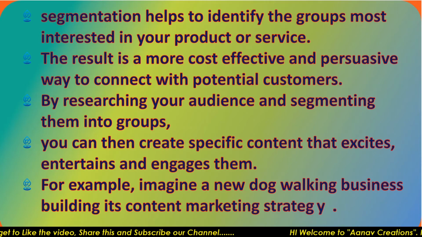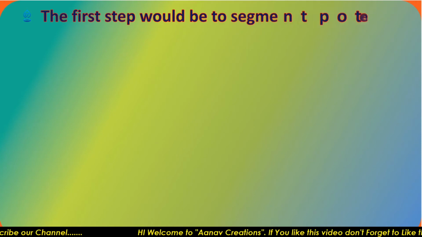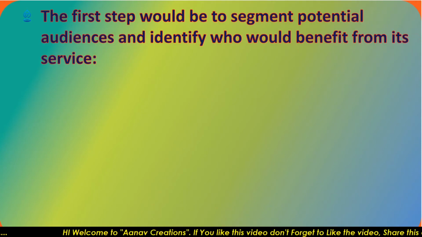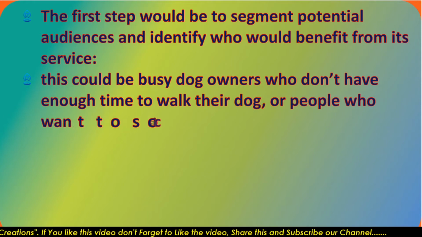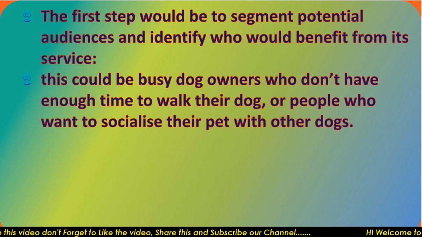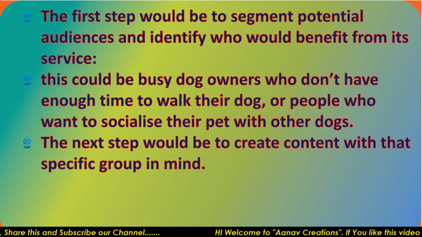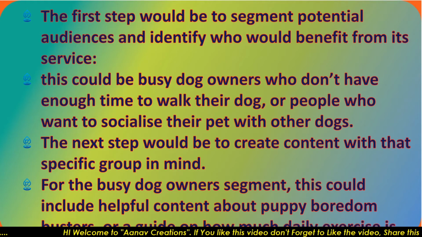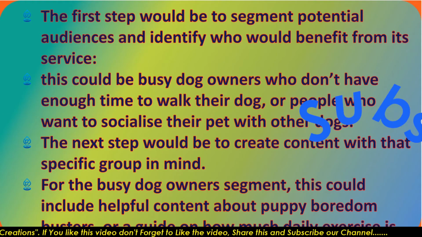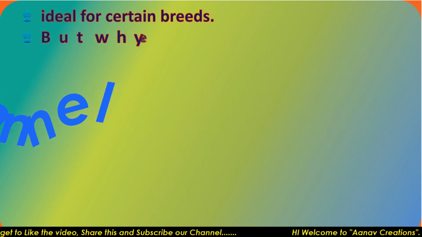For example, imagine a new dog walking business building its content marketing strategy. The first step would be to segment potential audiences and identify who would benefit from its service. This could be busy dog owners who don't have enough time to walk their dog, or people who want to socialize their pet with other dogs. The next step would be to create content with that specific group in mind. For the busy dog owner segment, this could include helpful content about puppy boredom busters, or a guide on how much daily exercise is ideal for certain breeds.